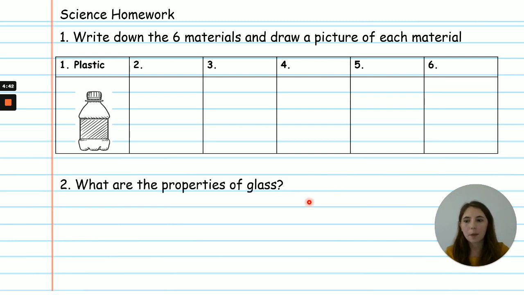Then question number 2, it says, what are the properties of glass? So write down question number 2. Glass has 3 properties. So you write down 1, 2, and 3. And then by yourself, you write down the properties of glass.